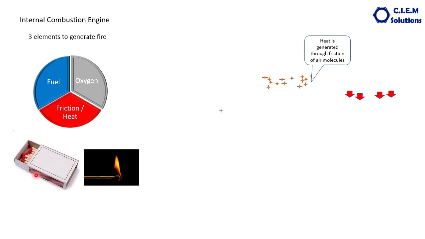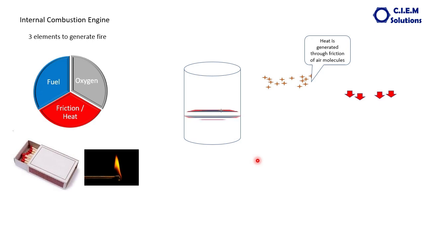When these two rough surfaces rub each other, friction is generated between those two parts. Due to the friction generated between this stick and this rough surface, whatever fuel is here, sulfur or phosphorus, is ignited. So it starts burning. Once it starts burning, the oxygen available in the atmosphere will help to continue this flame on the matchstick.